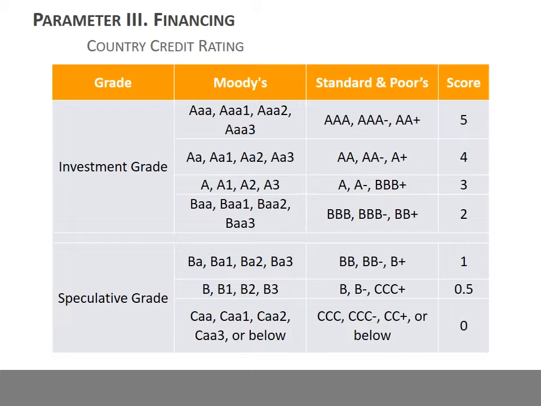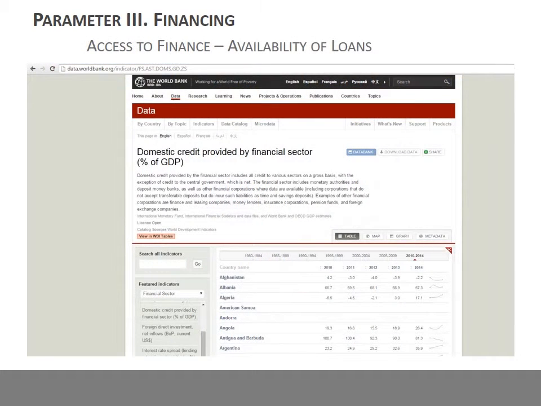To calculate a score, a tiering approach is used whereby either Moody's or S&P's can be selected. Each country receives a score of 0 to 5 based on the credit rating, with higher credit ratings receiving higher scores. The access to finance score is actually a composite of 2 sub-indicators, one that addresses the availability of loans and one that addresses the cost of financing. Scores for each of these sub-indicators are calculated and then averaged out to create the final indicator score. We will start with the availability of loans.